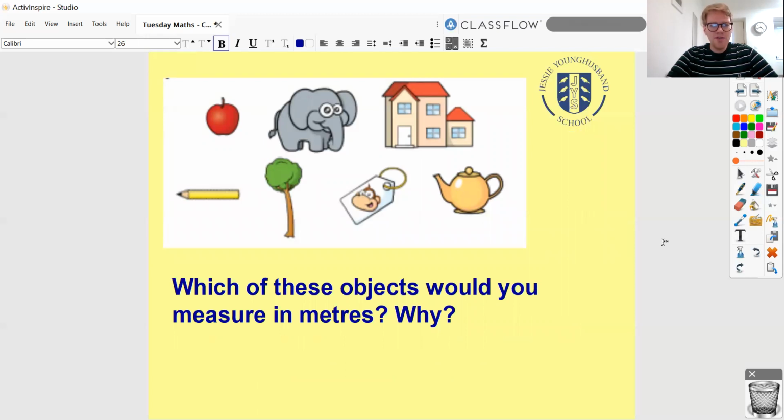Okay. Which of these objects would you measure in meters and why? So some of these objects you might want to measure in meters, others you might use a different measurement. You'll have a conversation about what those different measurements could be. And have that conversation at home and then come back when you're ready.